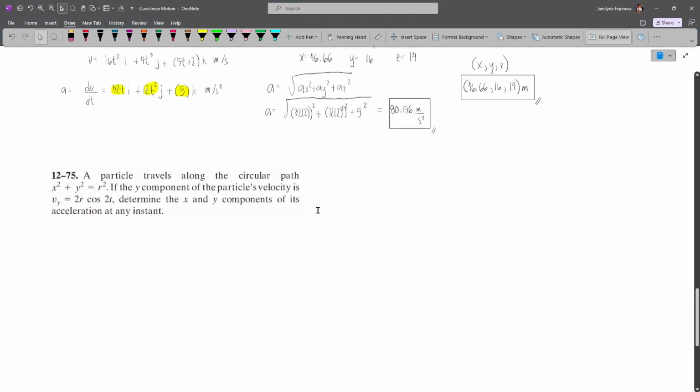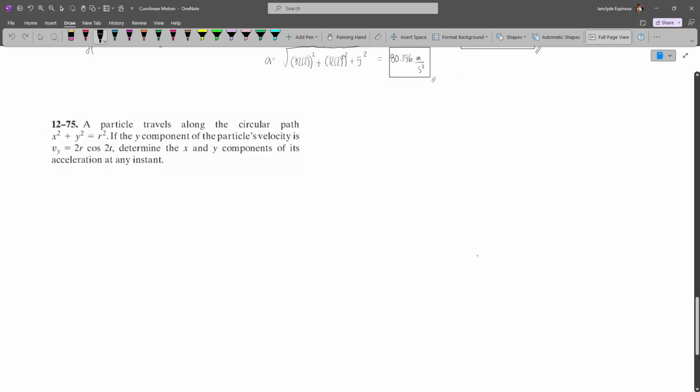Now this next problem involves the integration of trigonometric functions as well as some identities. Here we are given the equation of r, but the path is circular, so that's why we have the equation of a circle. And then we are also given the particle's velocity, which is Vy equals 2r cos 2t. However, that's still the y component.